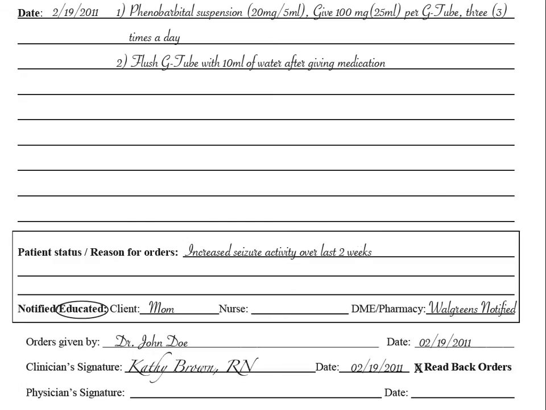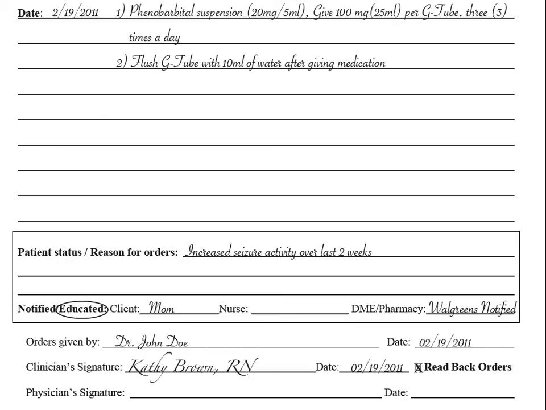Give the reason that the order is being written and the status of the patient. In the example on the screen, we are using phenobarbital. The reason is for increased seizure activity. And if you are giving a reason or rationale, include a time frame if possible.